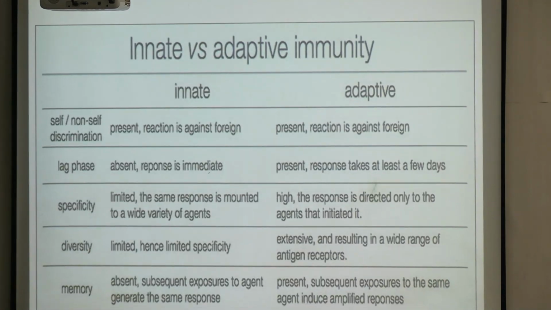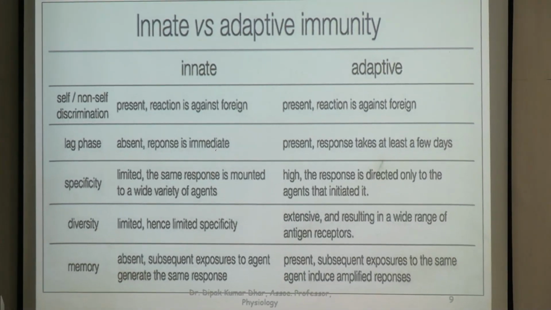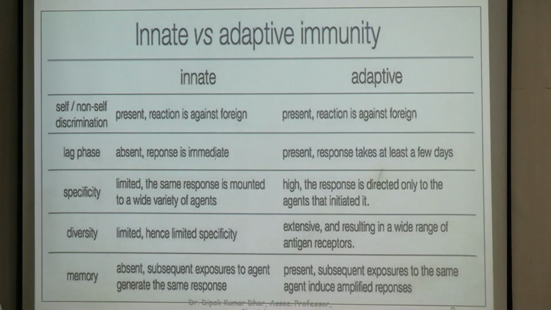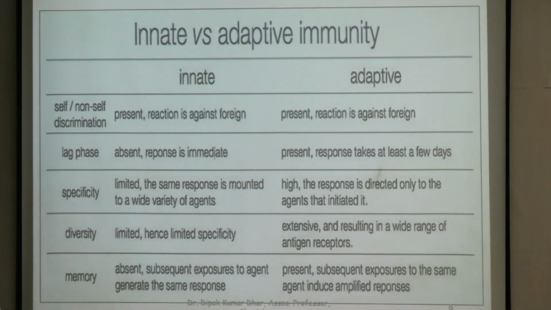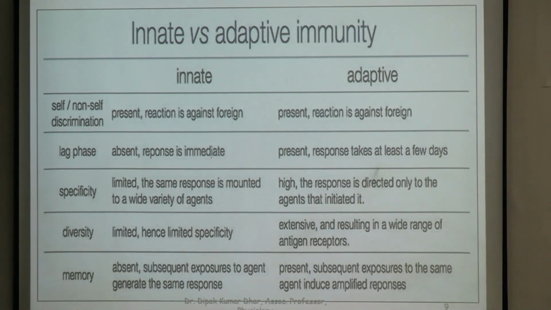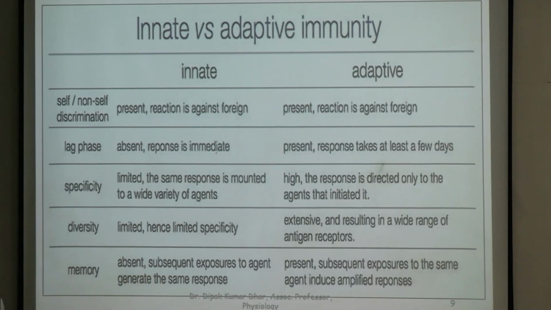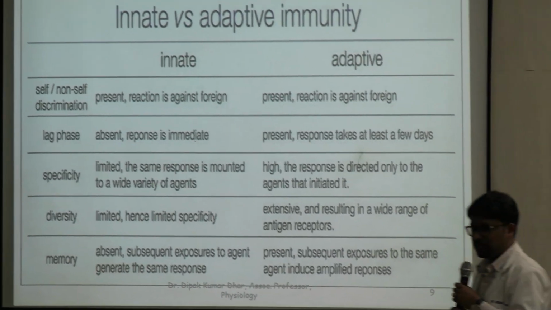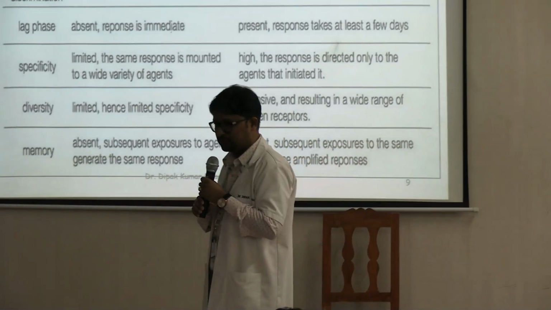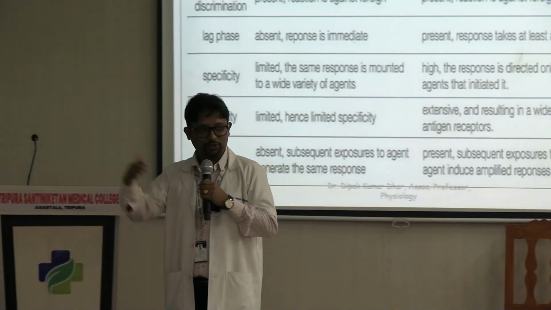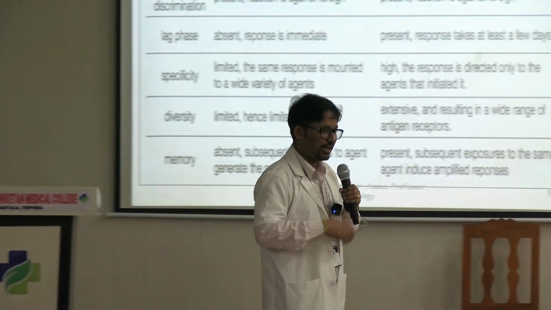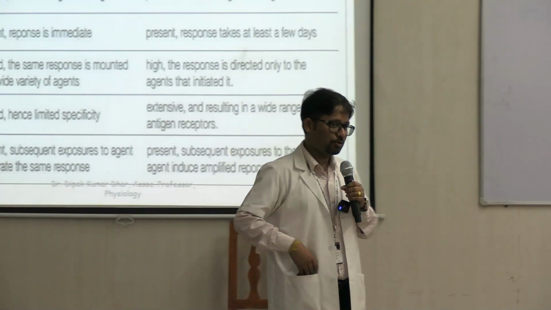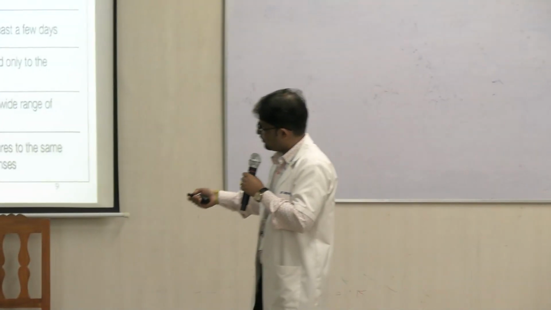So let me try to differentiate. Innate and adaptive, it's a very common concept and also a very common question. Can both these mechanisms differentiate between self and non-self? कि कौन सा टिश्यू या कौन सा प्रोटीन बॉडी का अपना है या कौन सा अपना नहीं है? So can it differentiate between that? Yes. Both innate and adaptive can differentiate.